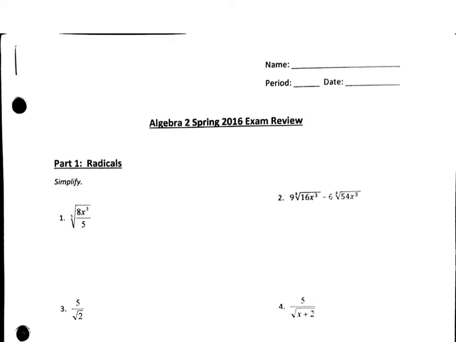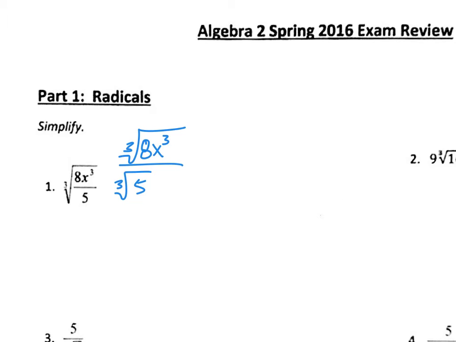Grab your reviews. This isn't going to be answers, but it's going to be a lot of the first and second step for a lot of these problems here. So we'll start with number 1. We're going to keep it as a fraction, but we're going to put this radical sign on top and bottom.